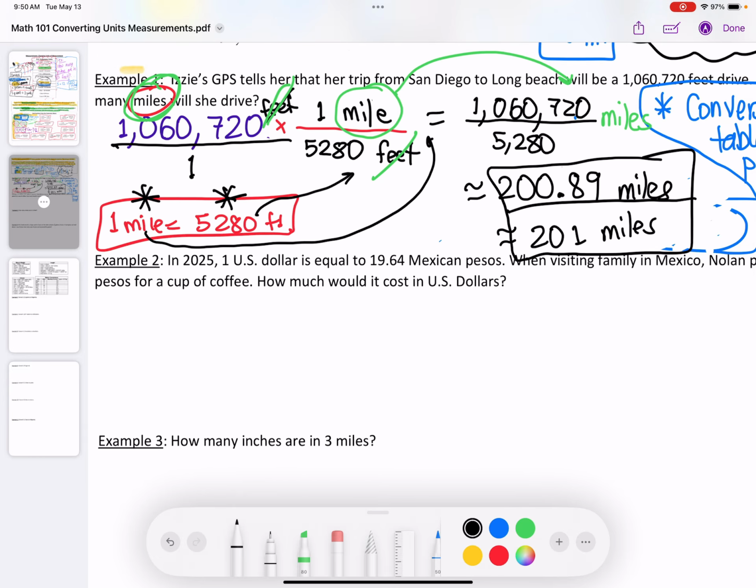So hopefully that makes sense. There's our answer. And yeah, you might have already known exactly what to do with the numbers, the conversion of 5,280 feet in a mile, and then the number given. But it's good to practice this, I promise.